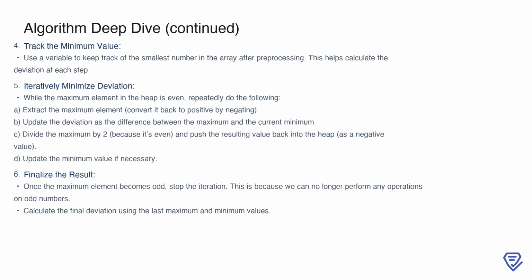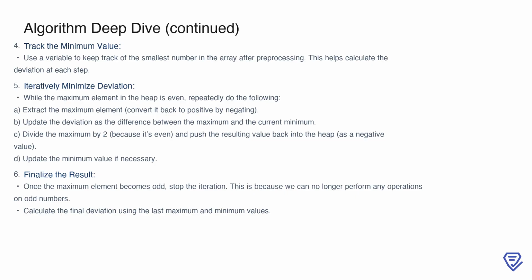Now, we iteratively minimize the deviation. While the largest value in the heap is even, we repeatedly extract it, calculate the deviation, and reduce the value by dividing it by 2. The reduced value is then pushed back into the heap as a negative number to maintain the max heap property. During this process, we also update the minimum value if the reduced value is smaller than the current minimum. This ensures that our deviation calculations remain accurate.